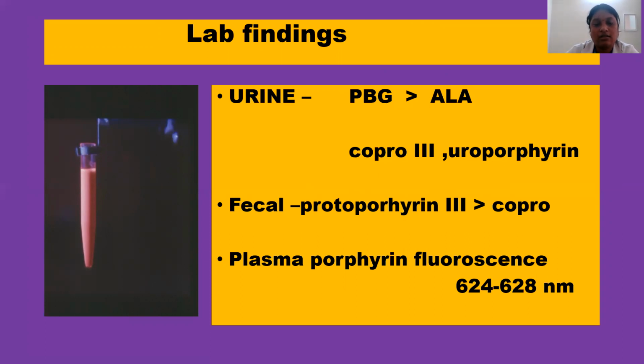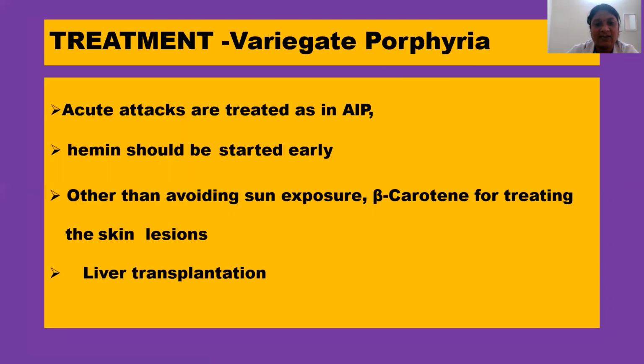The next is treatment. How do you treat it? Again, acute attacks are treated similar to AIP, and avoid sun exposure, with application of beta carotene for treating skin lesions, and liver transplantation.